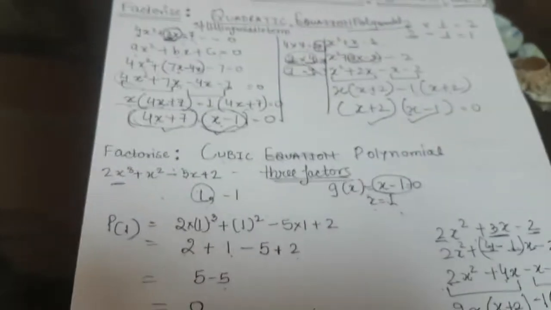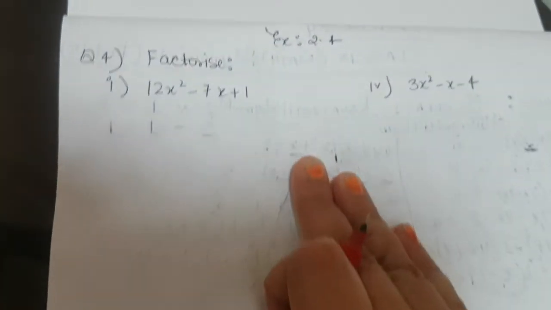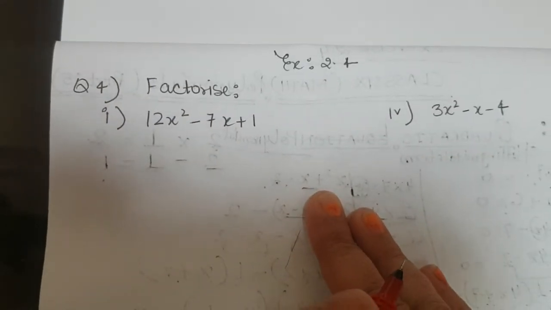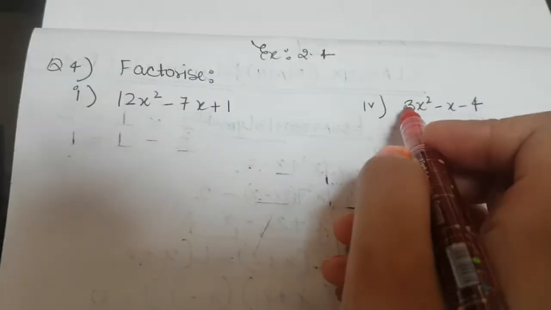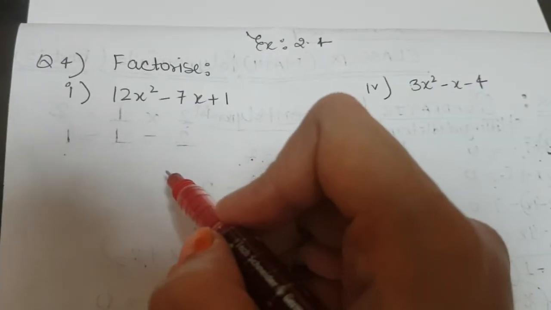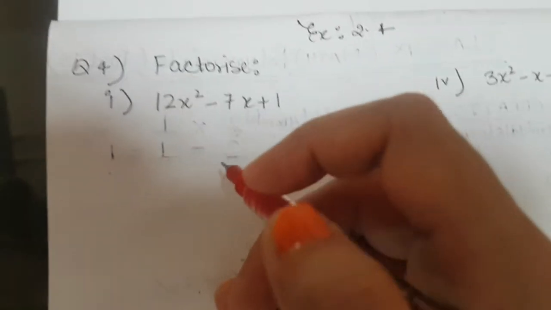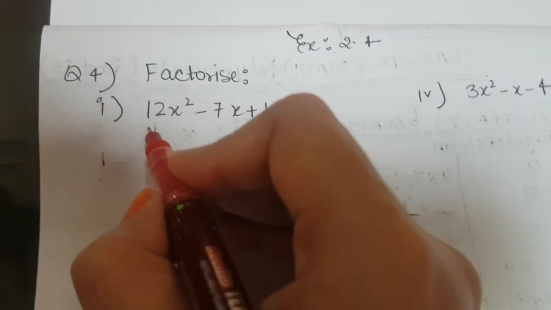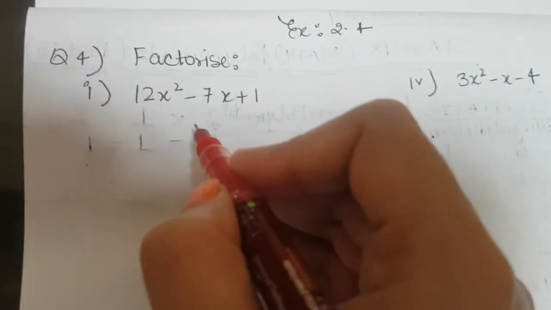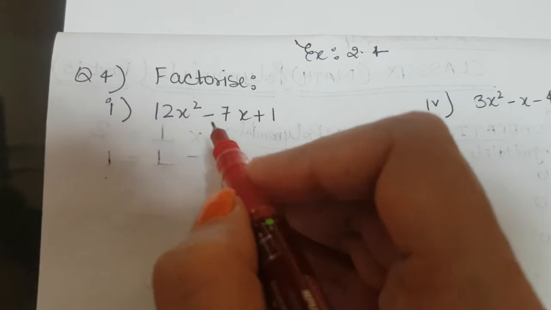So let's start exercise 2.4. Now we will do the factors of quadratic polynomial in exercise 2.4. Question number 4 is factorize. I have taken two parts, first and fourth, and the rest two parts you will do yourself and check whether you have got it or not. So do it step by step. If you do every solution step by step, you will not go wrong.